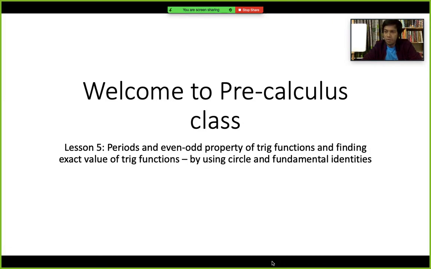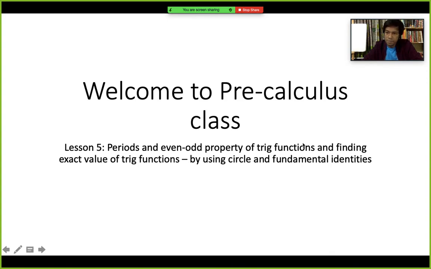In this lesson, we will discuss even-odd properties of trigonometric functions, periods of trigonometric functions, and then we will try to solve some problems to find the exact values by using the unit circle, the circle and the fundamental identities. Of course, that circle is related to the unit circle as well.